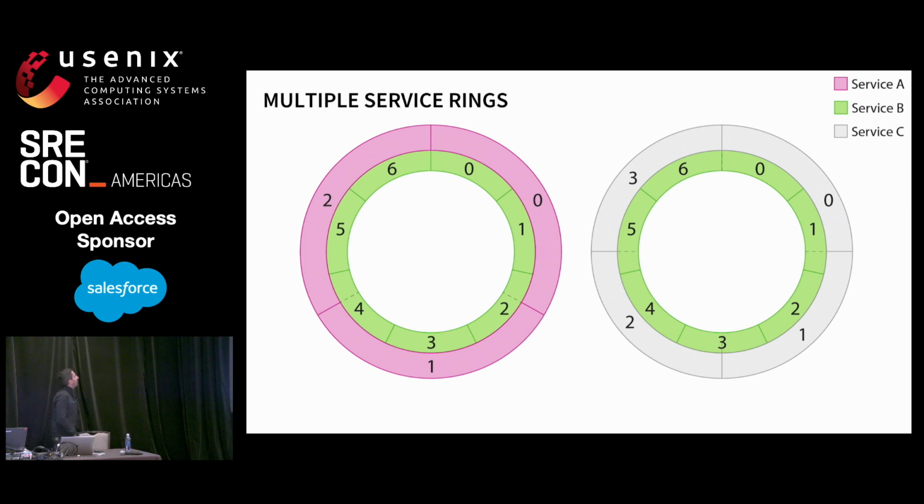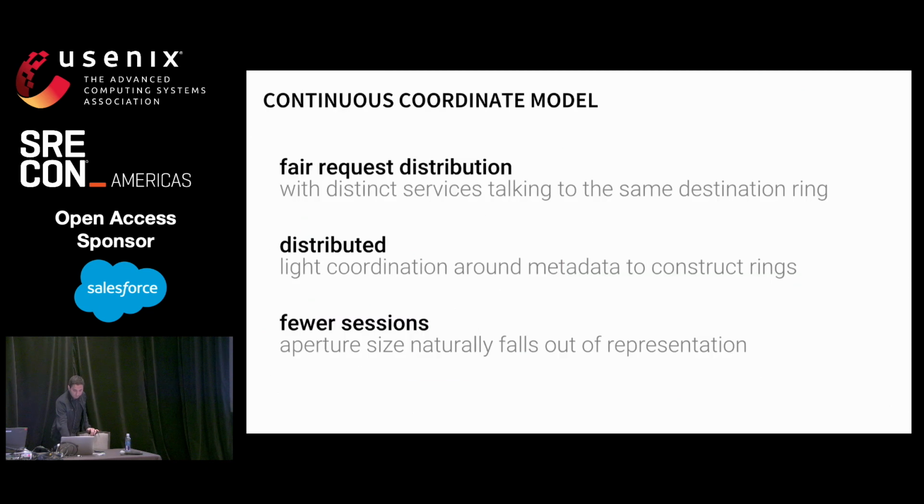It's worth looking at this across multiple services that know nothing of each other. So again, here's service A, another service C. They're both talking to B. Visually clear that we're loading B fully and evenly. So the continuous coordinate model gives us a fair request distribution across distinct service rings. It still maintains this distributed property.